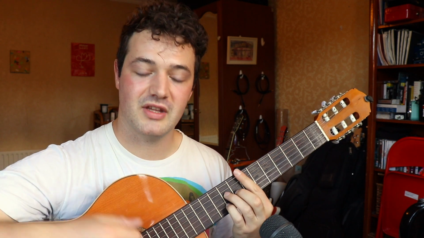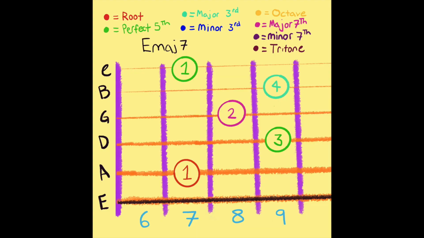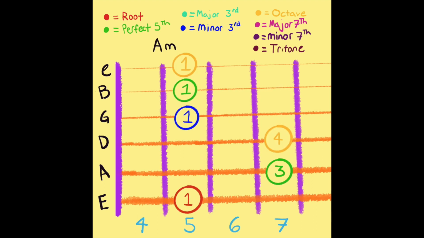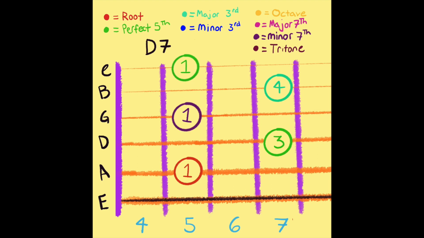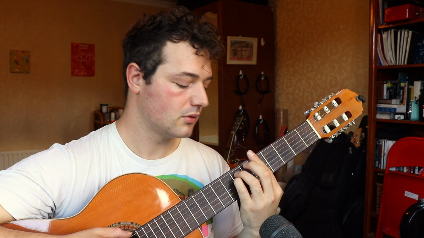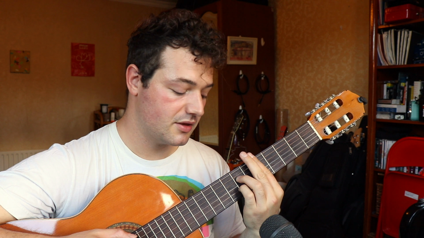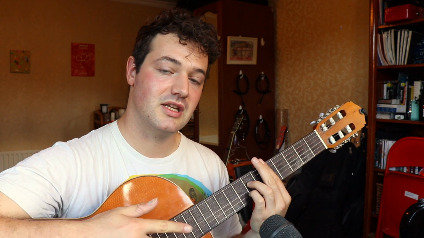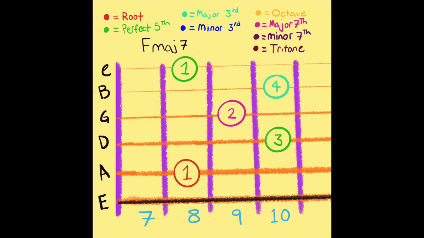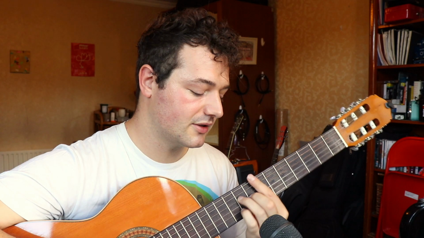Okay, so step 1 of the analysis: learn the song. The song includes the following chords: E major 7, C major 7, A minor, and then D dominant. And then the last time around, we substitute the D dominant for the chord F major 7. So in context, I want you to hear it in context.